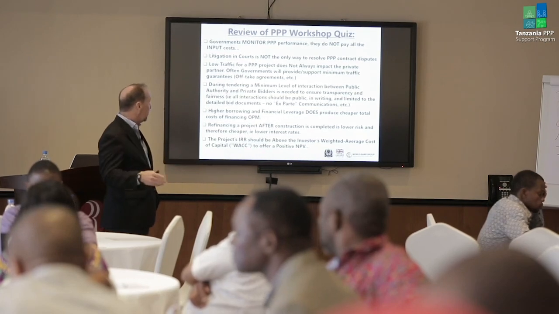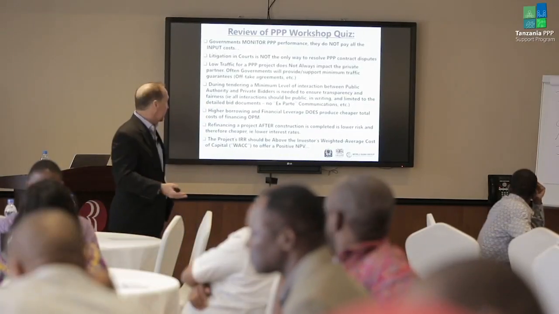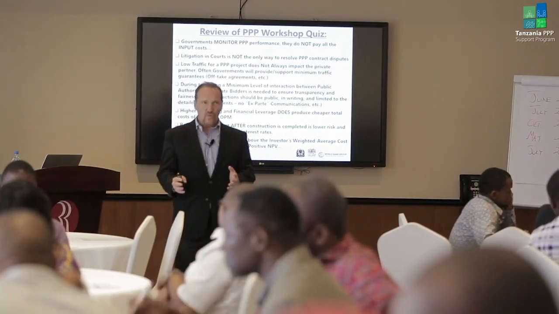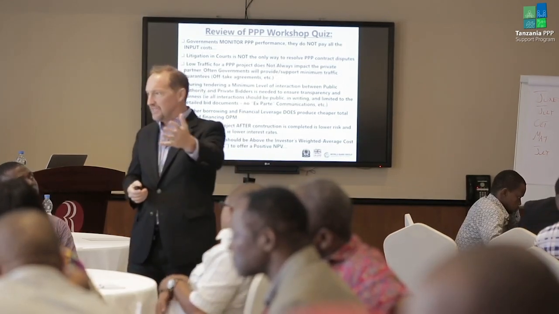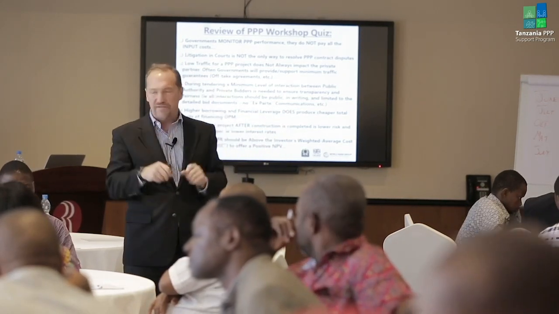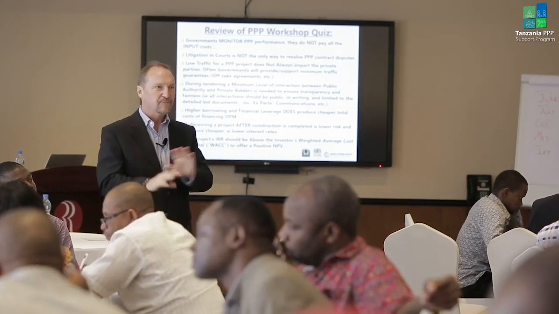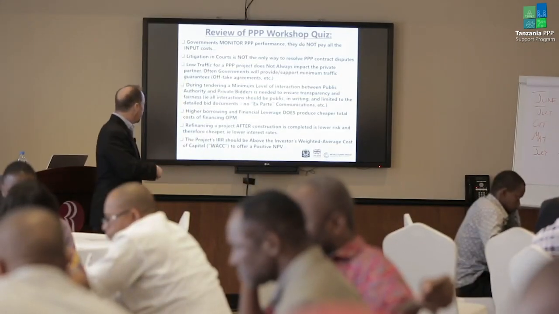Let's see, next, during tendering, a minimum level of interaction between the public authority and private bidders is needed to ensure transparency and fairness. There's a question about this. That is true. You want to make sure that all interactions are public. We have what we call no ex parte communications. So it shouldn't be the case that the contracting authority and a bidding group get together and have secret talks that nobody knows about. That's called ex parte communications. You don't want that. That's against the principles of transparency and fairness.